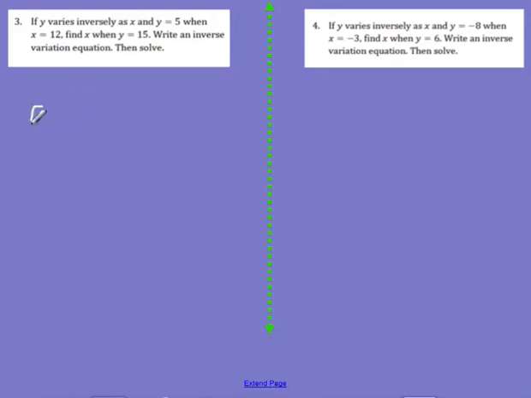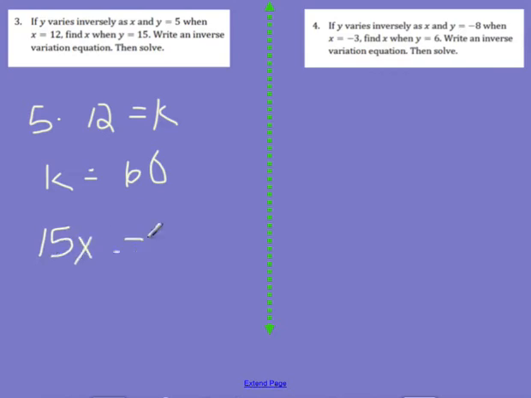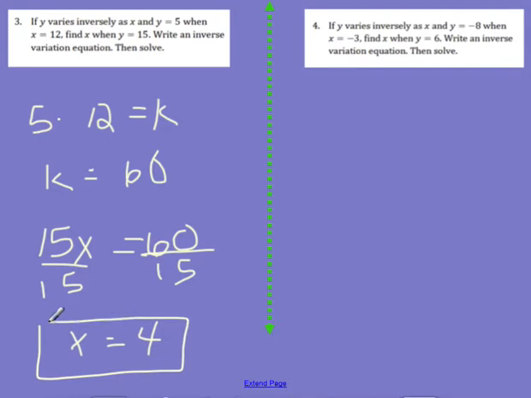Okay, so 5 times 12 has to be equal to our k. So our k is going to be equal to 60. It wants us to find x when y is equal to 15. Since y is equal to 15, 15 times our x is equal to 60. Then we are going to divide both sides by 15, and we get that x is equal to 4 for our final answer for number 3.